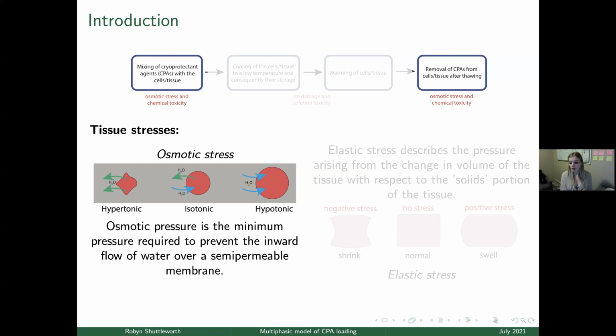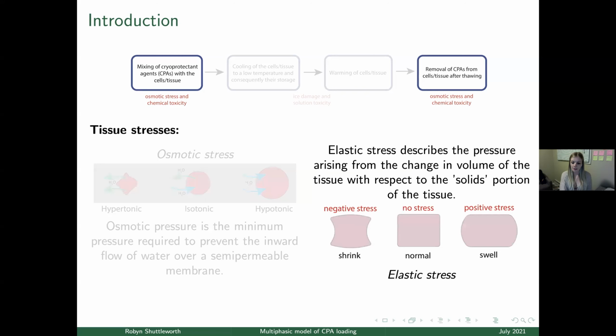The second stress that we have to be concerned with is elastic stress. Elastic stress describes pressure that arises from the change in volume of the tissue with respect to the solids portion of the tissue. Now, the solids portion of the tissue is any part of the tissue that can't actually leave the tissue. So this would be things such as the extracellular matrix or the cells within the tissue. So with any change in the volume of these, we will see either a shrinking or a swelling happening with the tissue size.